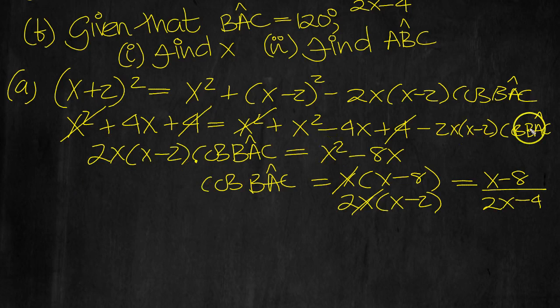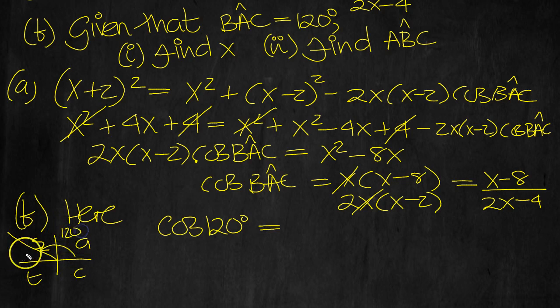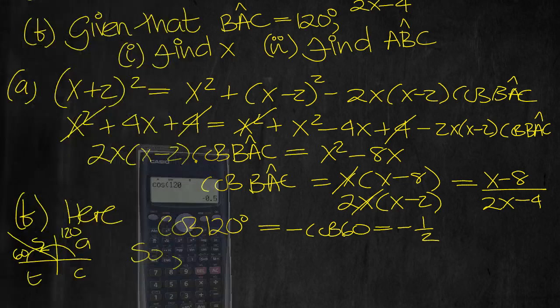Okay, so this would be part B now. So here, cos of 120 then. We could tap it in the calculator if we need to. CAST, there's 120, which is the 60, minus cos 60, which is minus a half. And we could tap that in the calculator to just double check if we wanted. Cos of 120 is minus a half, it's fine.